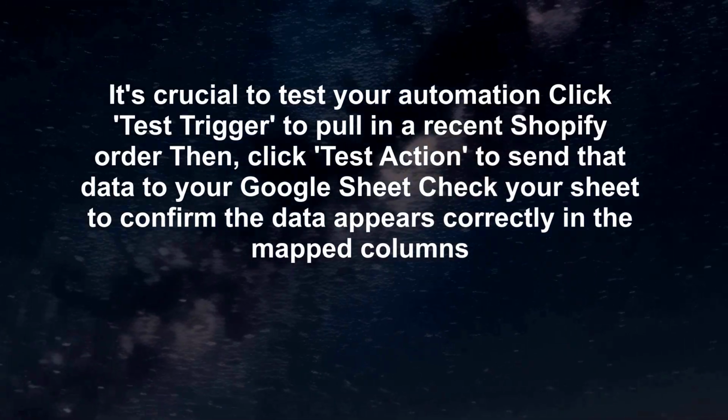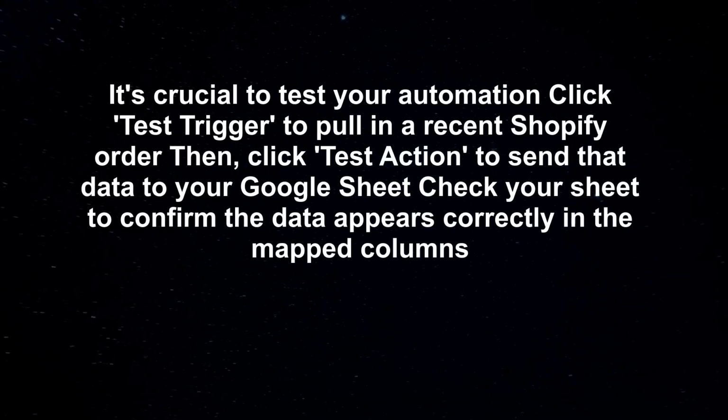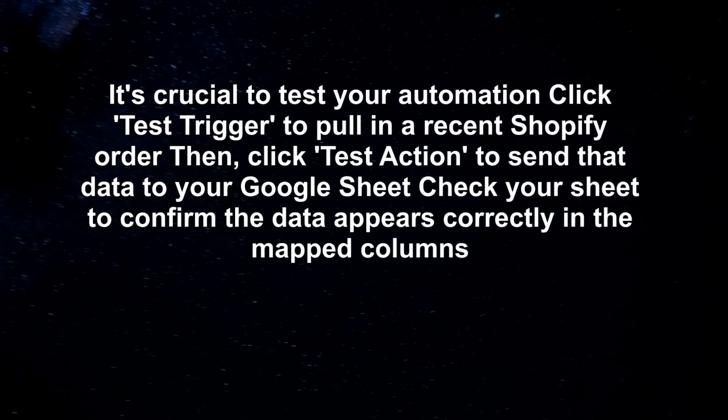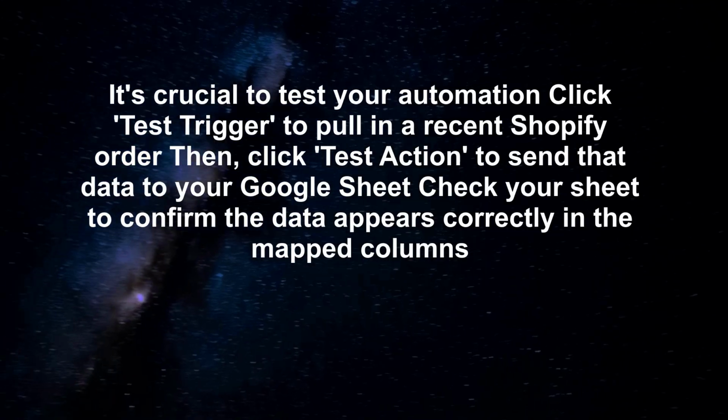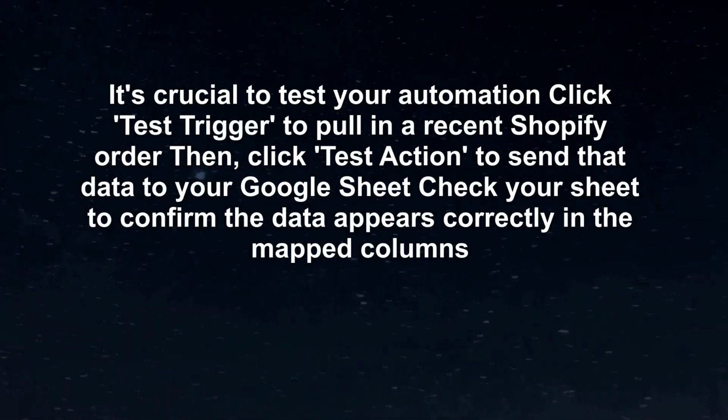It's crucial to test your automation. Click Test Trigger to pull in a recent Shopify order, then click Test Action to send that data to your Google Sheet. Check your sheet to confirm the data appears correctly in the mapped columns.